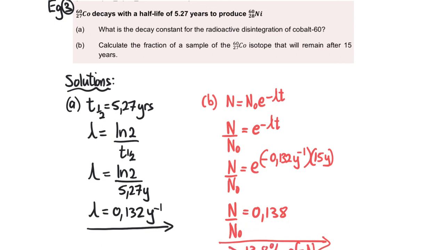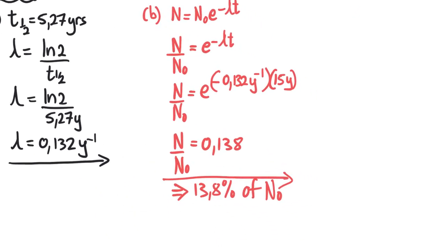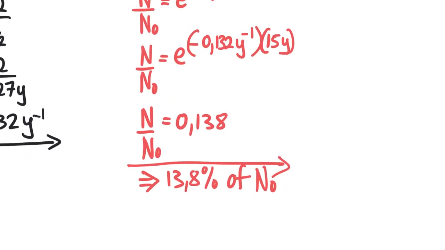So converting that to a percentage, that means that 13.8% of the original sample of cobalt-60 is still undecayed. In other words, still radioactive. That percentage of the original sample is still able to and is going to decay.